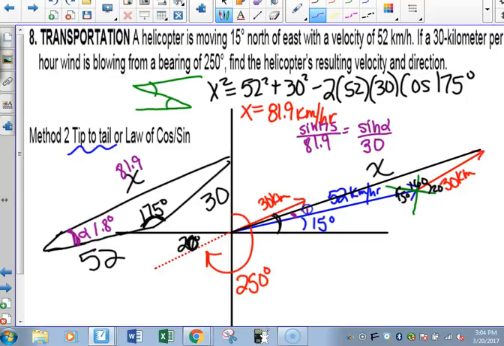Okay, if that little tiny angle in there is 1.8 degrees, that's how far the wind is blowing it off course. Because it was flying 15, but it's been blown off 1.8. So it's actually flying a total of 16.8 degrees north of east. Is that the same thing we got the other way? Okay. Yes. No.